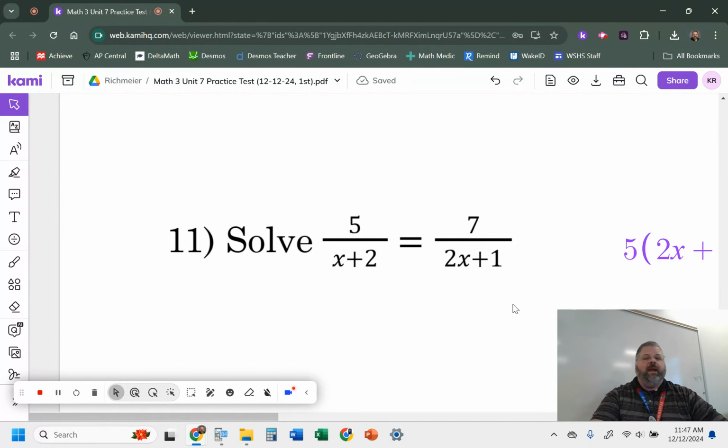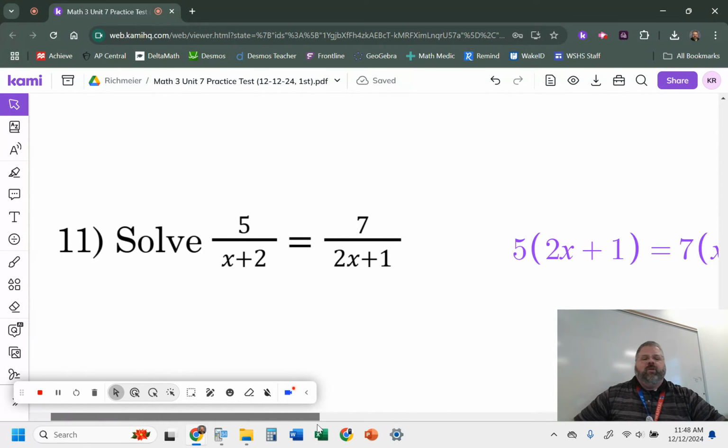Here in number 11, we have a rational equation that is comprised of a rational expression on the left-hand side of the equal sign and a rational expression on the right-hand side of the equal sign. So basically we have two fractions set equal to one another. In this case, just like if you had two fractions set equal to each other, we call this a proportion, we are going to cross multiply between numerators and denominators. Some of you call this the butterfly. So that's what I've done here.